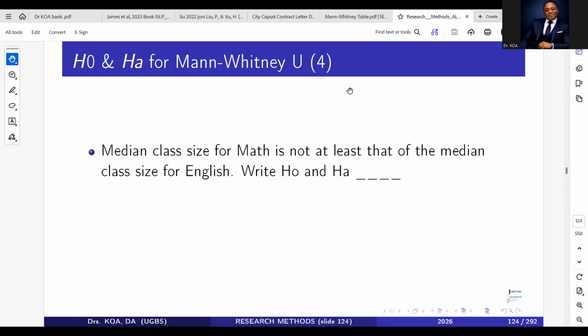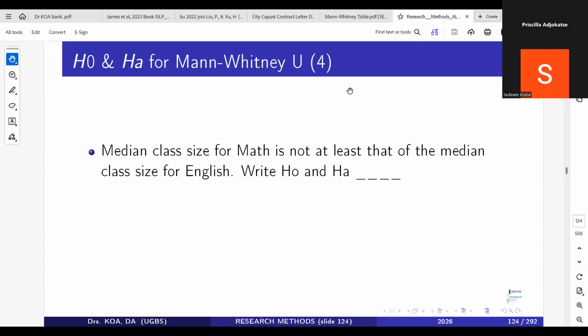Now she has opened the eyes. Who can tell us the null and the alternative hypothesis? Who is ready? Who will write the null and alternative hypothesis for this? Yes, send the name.